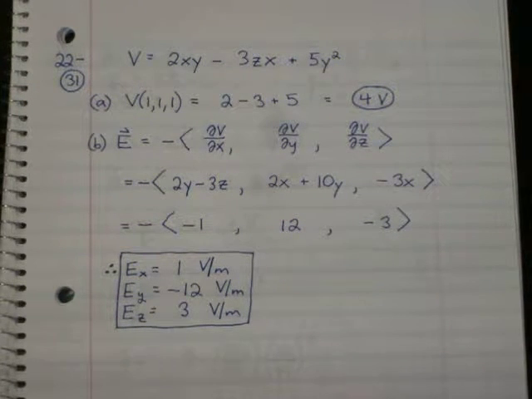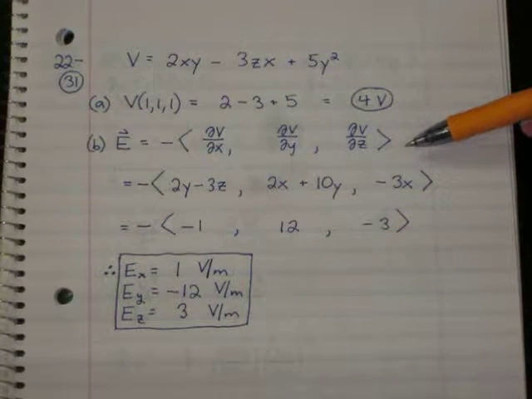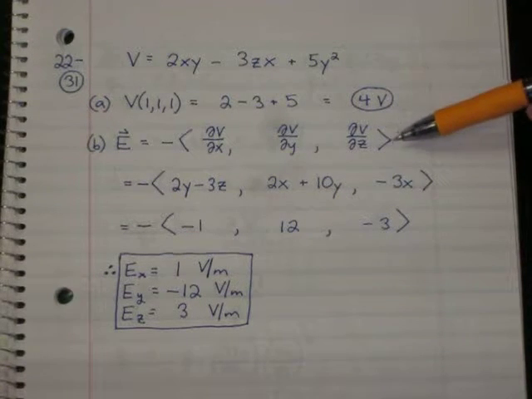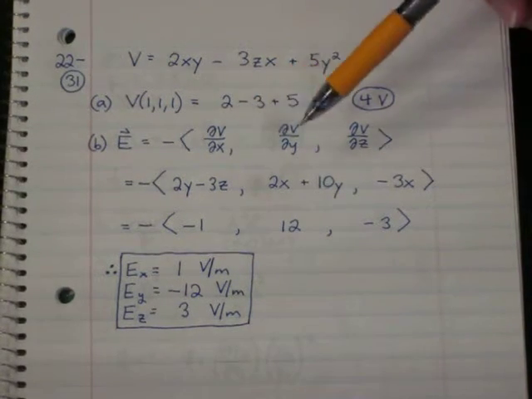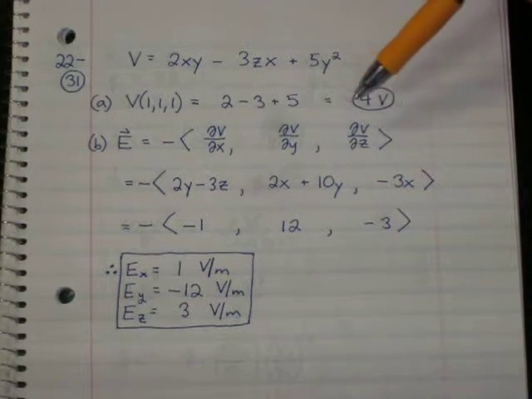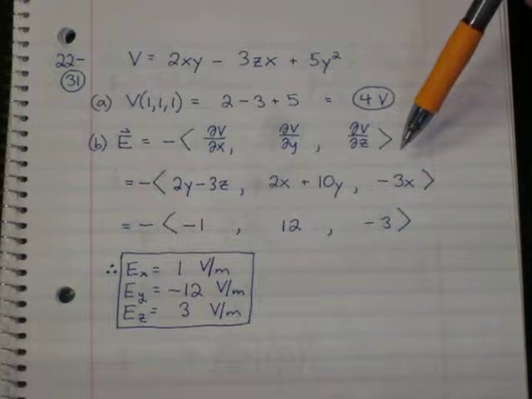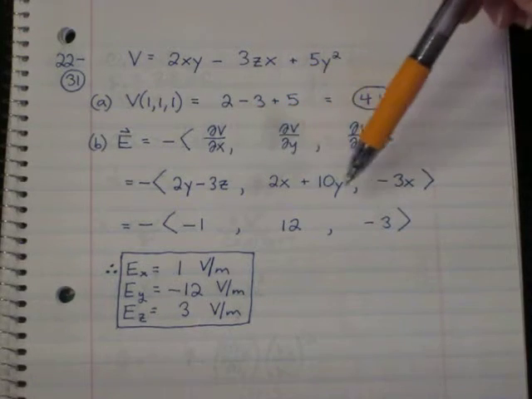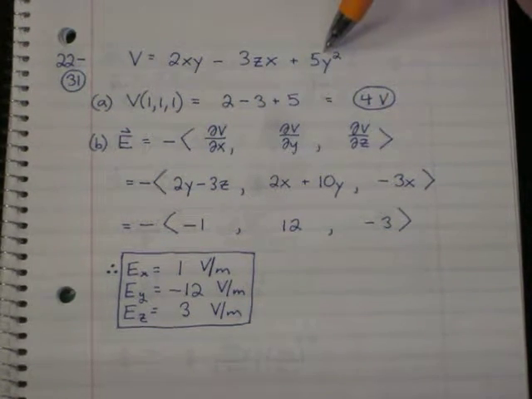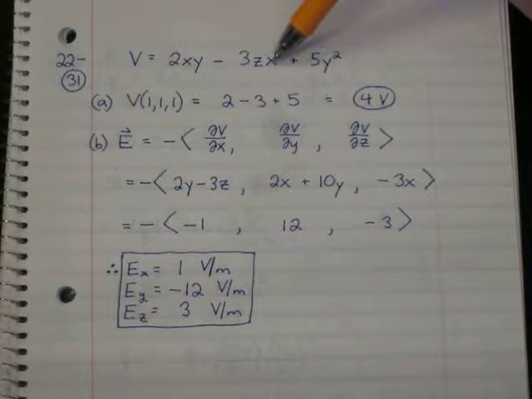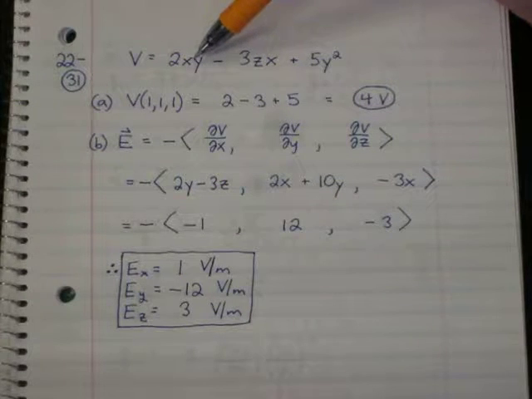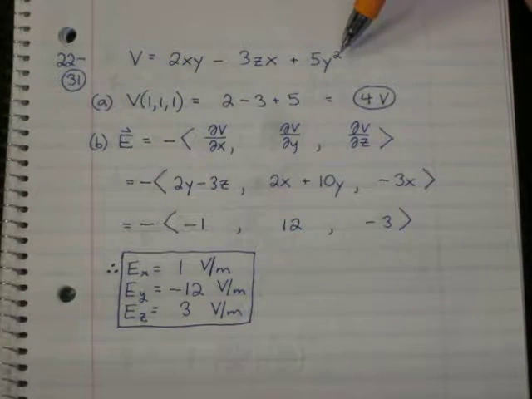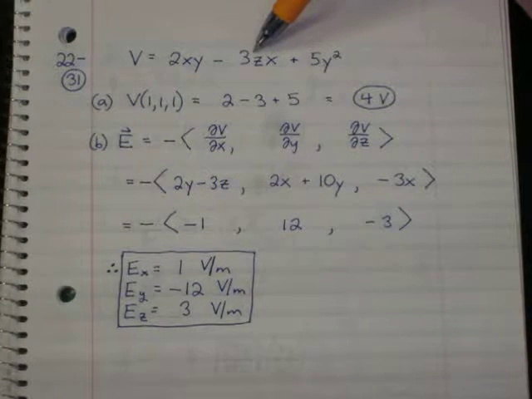For part B, if we want to know the components of the electric field, we're going to use this equation. The electric field is the negative of the partial derivatives for the vector components: the derivative of voltage with respect to x in the x component, voltage with respect to y in the y component, and voltage with respect to z in the z component. We do that differentiation and V with respect to x will give us 2y minus 3z. V with respect to y will give us 2x plus 10y. V with respect to z gives us, right here, negative 3x.